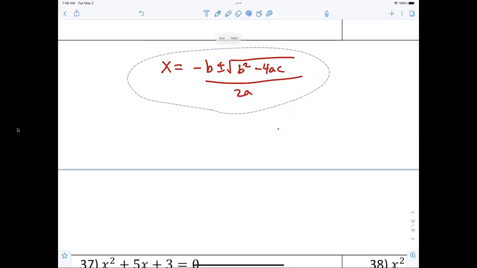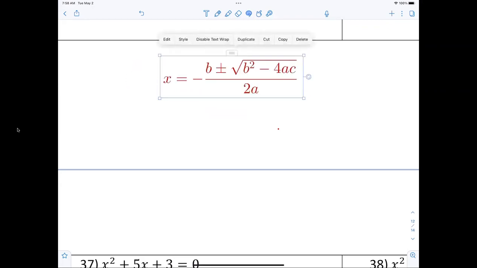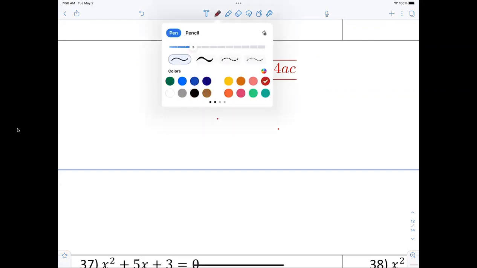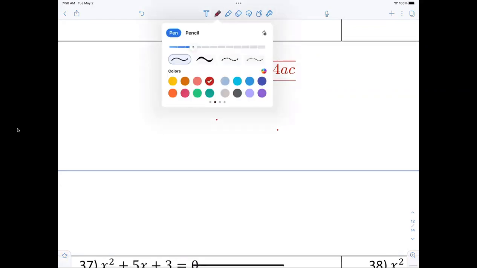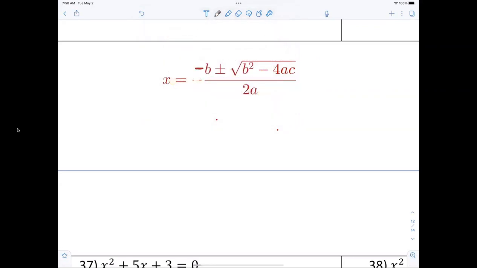All right, please write that down. -b plus or minus the square root of b squared minus 4ac all over 2a. Write that down now. -b plus or minus the square root of b squared minus 4ac all over 2a.